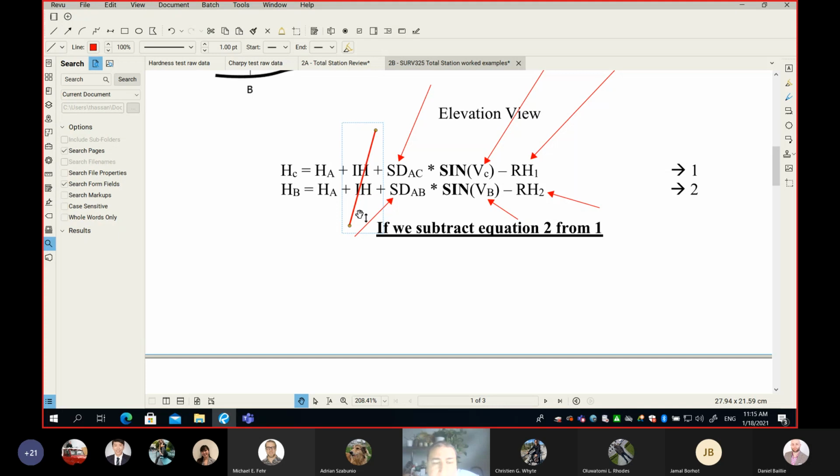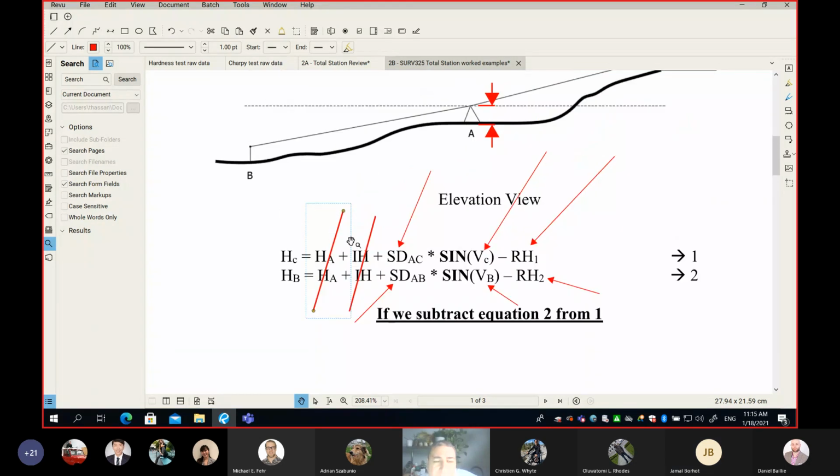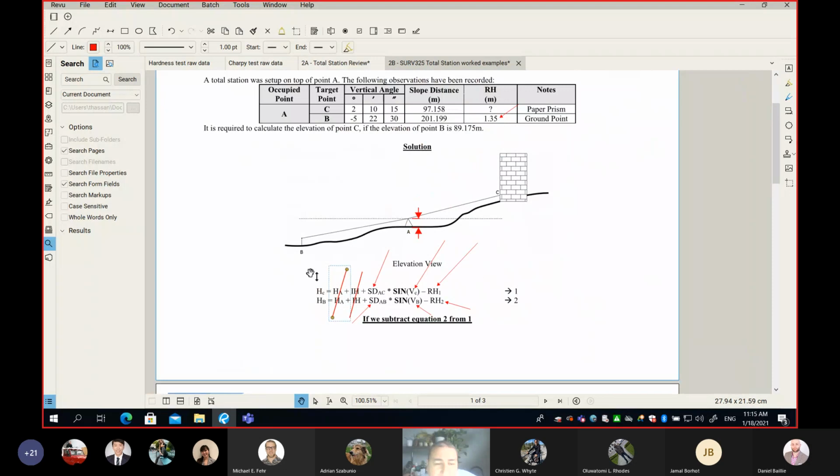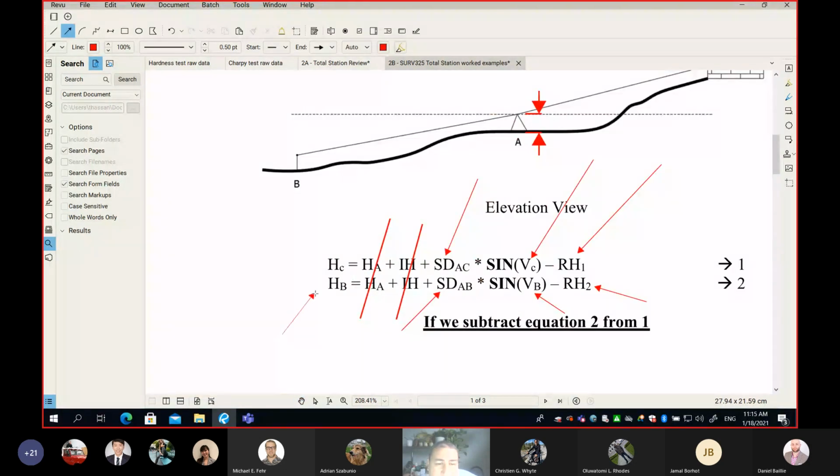How about HA? Can we do the same thing? Yes, we can do the same thing. And guess what? Remember that H of point B is given. So this number here is given, this number here is given, while this one finally is your unknown. We're trying to find the elevation of point C. So that's unknown.